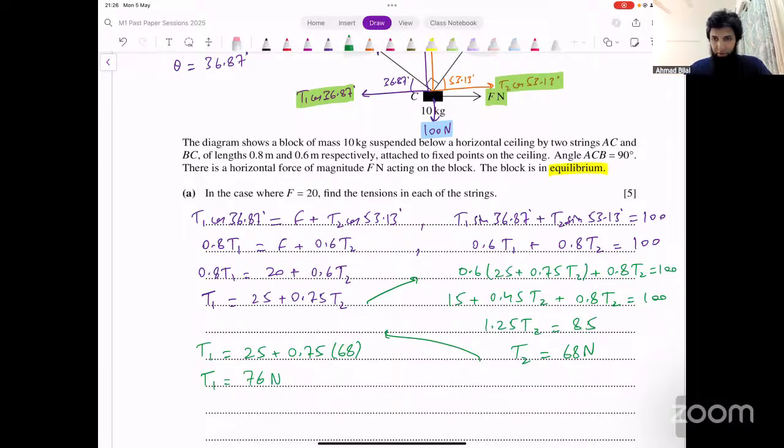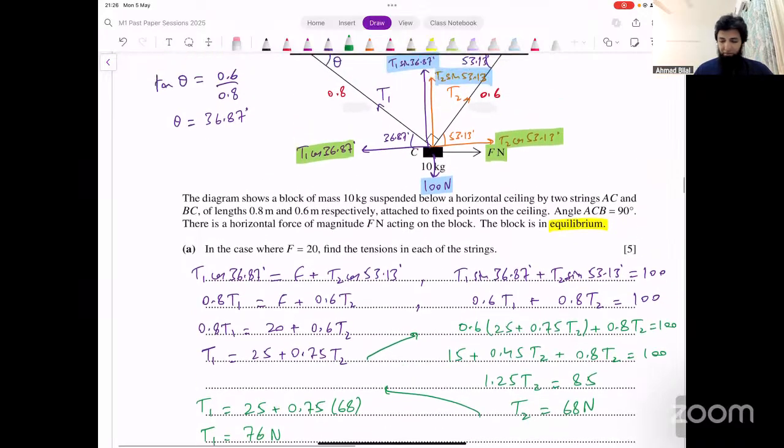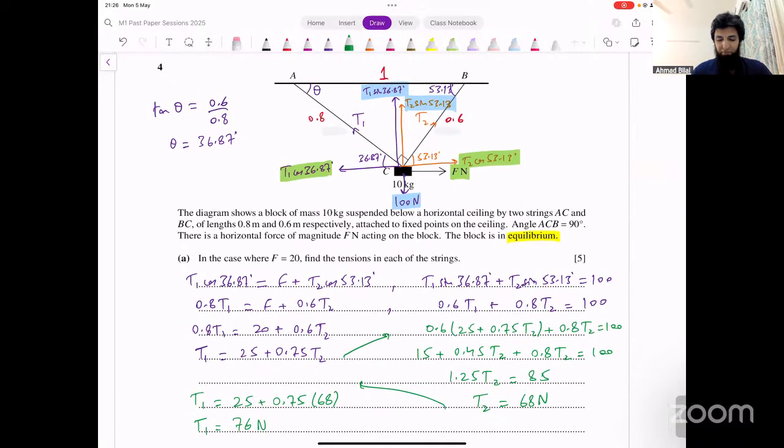Okay, all right, good, thank you. So that's it. That's the first part, fairly straightforward. We just resolved the forces, equated the opposite forces, and we got the result.